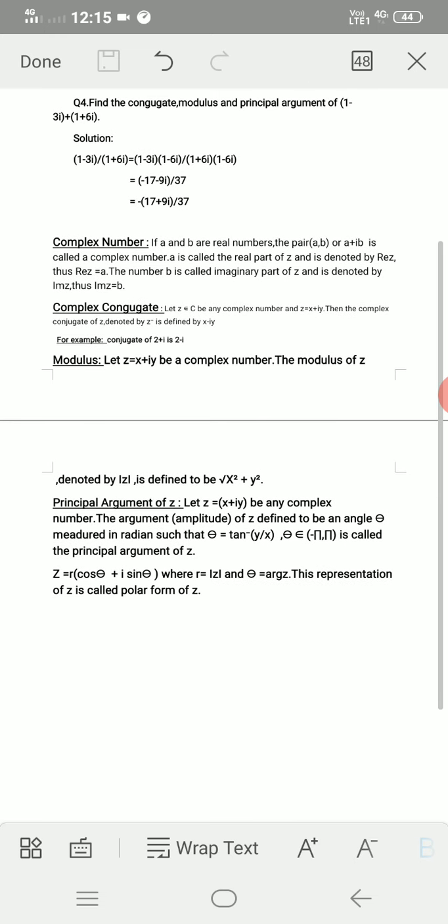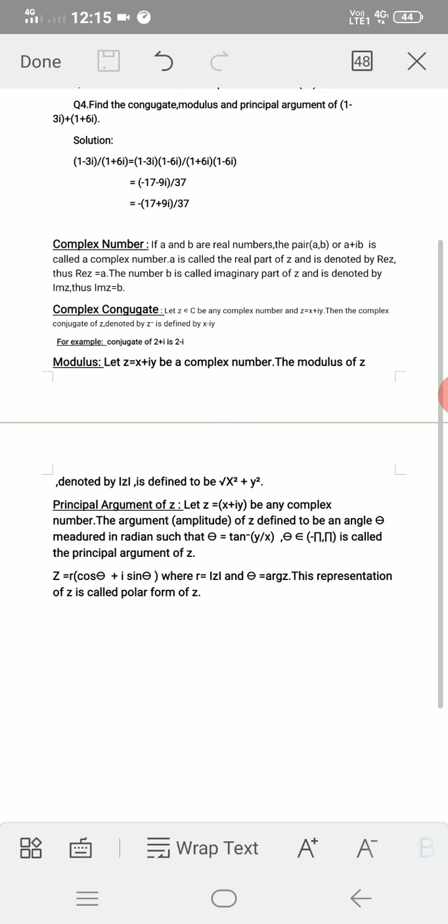Next concept, modulus. Let z is equal to x plus iy be any complex number. Then the modulus of this complex number is under root x square plus y square. It is denoted by mod z. Next concept, principal argument of z. Let us consider complex number z is equal to x plus iy.